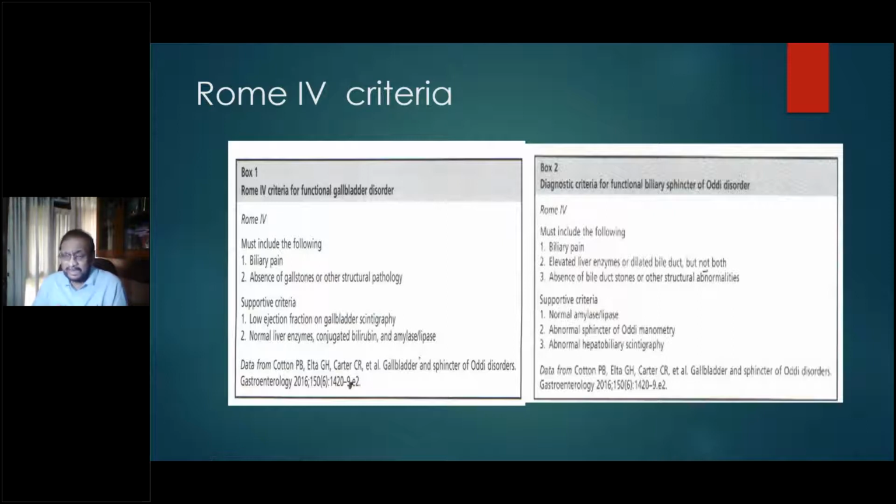And number three, absence of bile duct stones or other structural abnormalities, because if that creeps in, it cannot be a functional biliary sphincter of Oddi disorder. It has to be something really non-functional, right? Here, the supportive criteria should be normal amylase and lipase, abnormal sphincter of Oddi manometry, which could be taken or could not be taken. As we go further, we'll talk about what this manometry is all about, and abnormal hepatobiliary scintigraphy. So this was the Rome criteria, both for functional gallbladder disorder and sphincter of Oddi disorder. What we pointed out is the biliary pain is common to both.